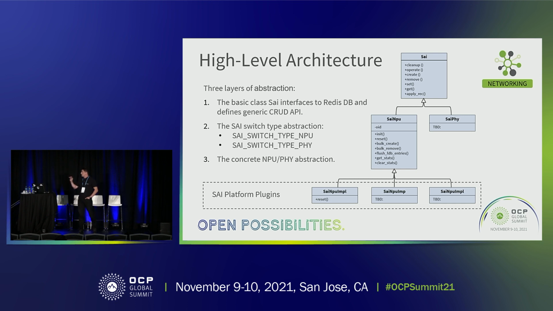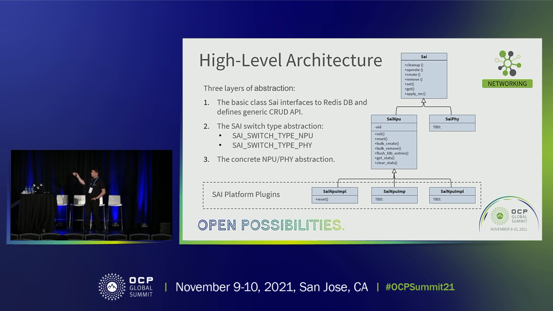The second layer of abstraction is switch type abstraction. As you probably know, in SAI recently another type of switch object was added. It's PHY device. There are a few others there. At this point, we are considering adding support for 2 types of devices. It's NPU device, switch in silicon, right? And PHY device. You can see some APIs defined for SAI NPU device. SAI PHY support is still in progress.